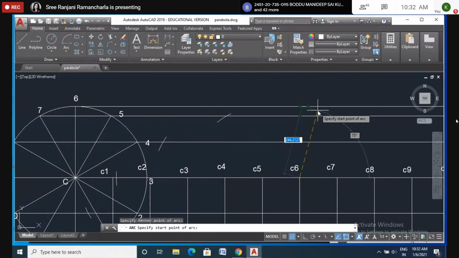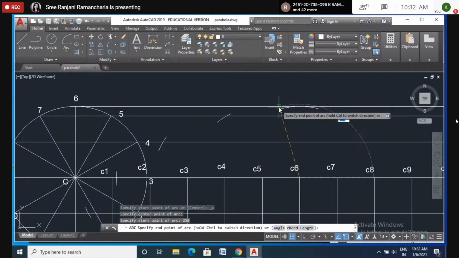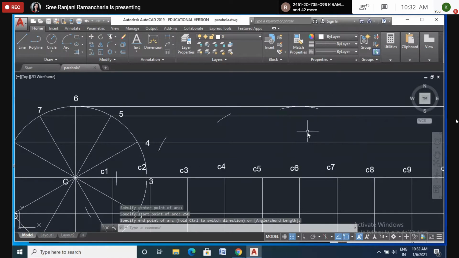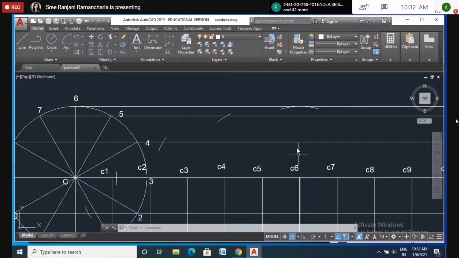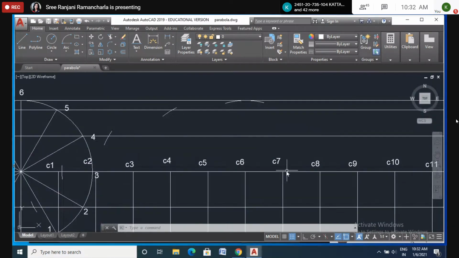Yes, and for 2.5, 250. Yes, 3 here. Then if I extend this line, it will come exactly here. So when you draw with the compass, you should also get it like this, because exactly this length is the radius of the circle, nothing but 2.5 centimeters, right? Okay. Now with the same C7, you have to cut this line.